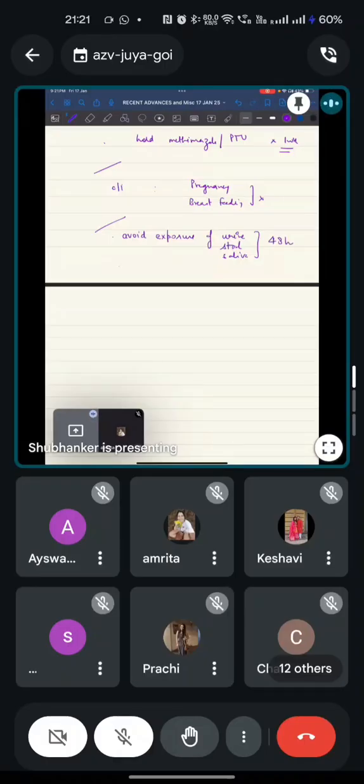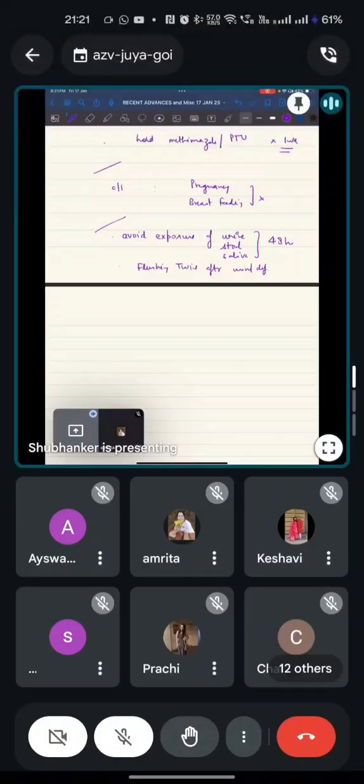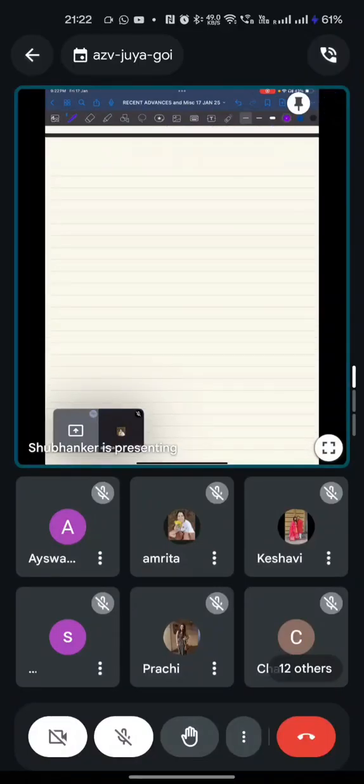Okay. And flushing twice after urination or defecation. Okay. And the patient should avoid going into the public, he should avoid using public transport and all those things. Okay. Now, what are the indications generally? Where do you do these things?